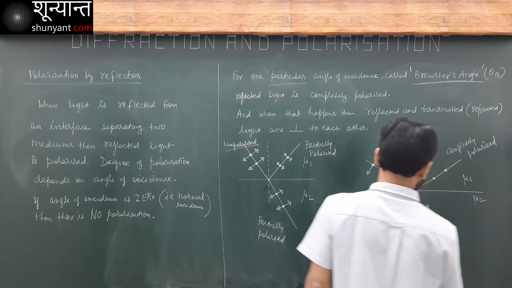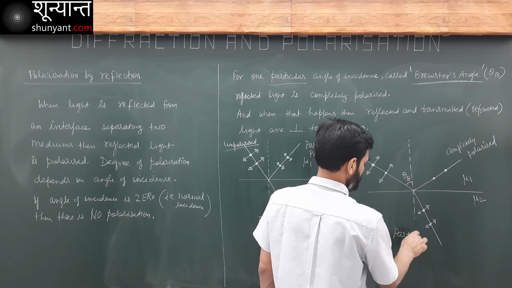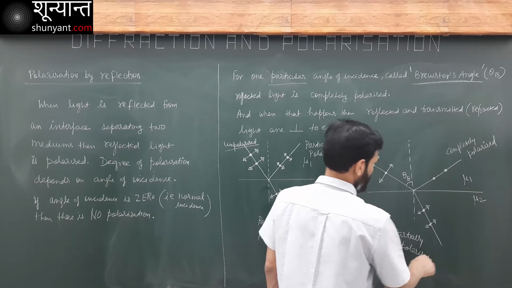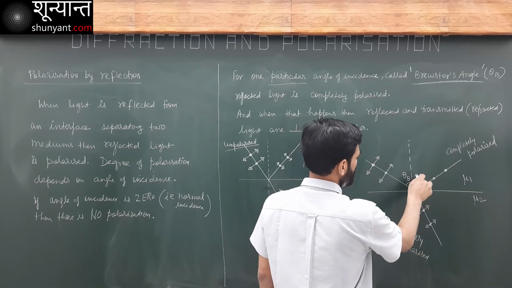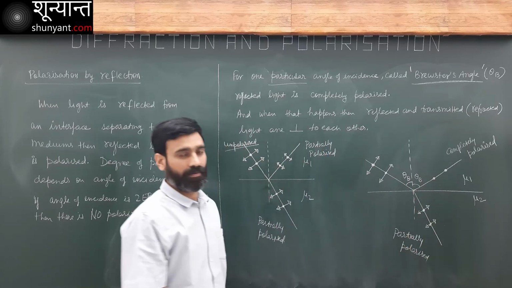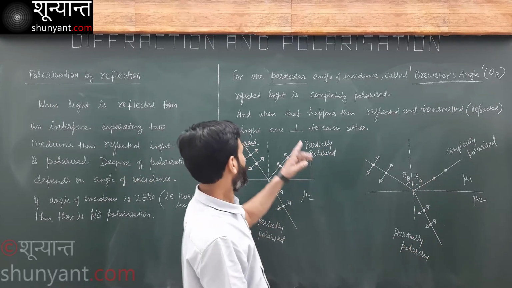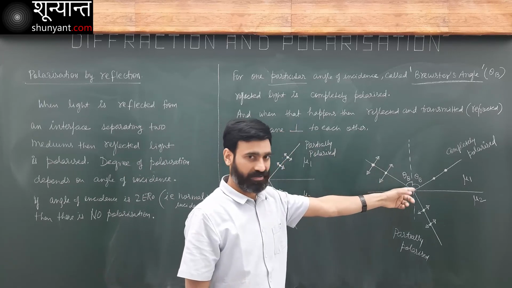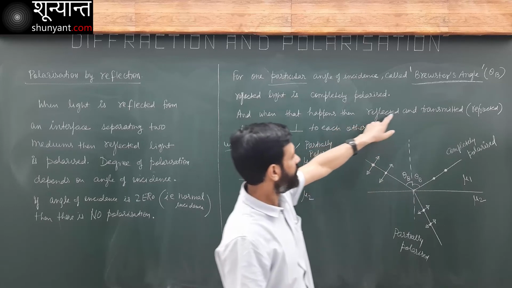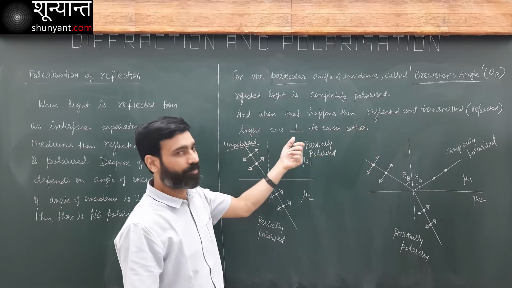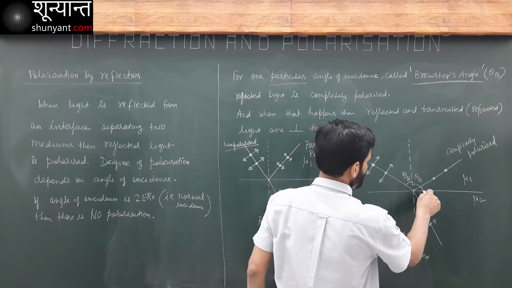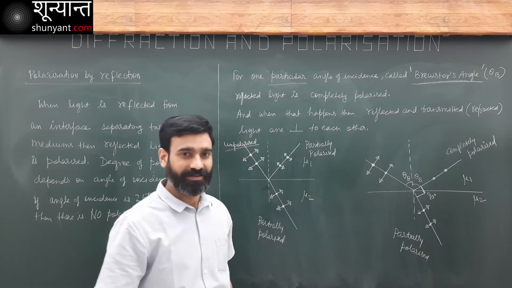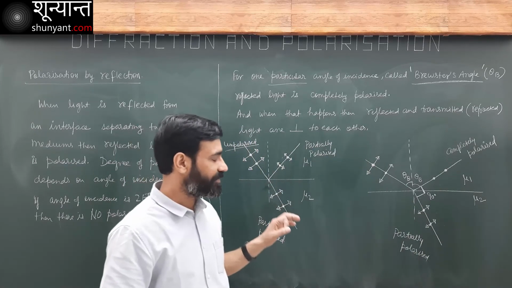I am writing this again. Partially polarized. So this will also be Brewster's angle, theta p. Now when that happens, the reflected and transmitted light are normal to each other. That means this angle here is 90 degrees. This is known as polarization by reflection.